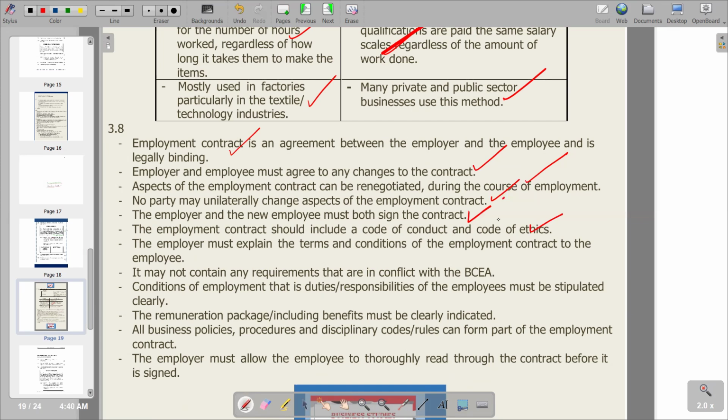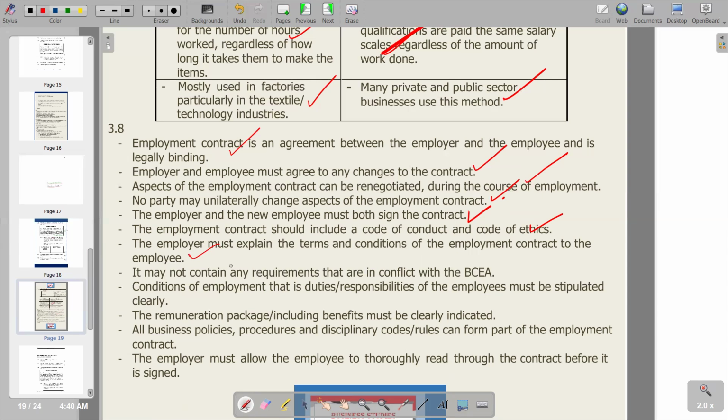The employment contract should include a code of conduct, and the employer must explain the terms and conditions of the employment contract to the employee. So the employer should explain to the employee so that clarifications are made on terms that are not clear. The next one is saying it may not contain any requirements that are in conflict with the BCEA.